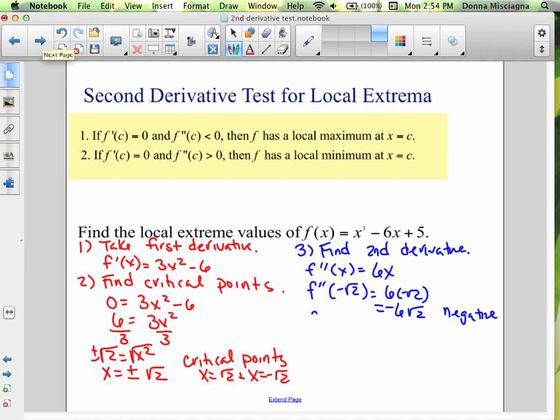And let's find the other value. F double prime of square root of 2, well, that's just going to be 6 square roots of 2. Here we have a positive value. All right, so our second derivative test, we can use that, right, because we didn't get 0. And now let's analyze our function, right? What's the relative max, what's the relative min, and justify.